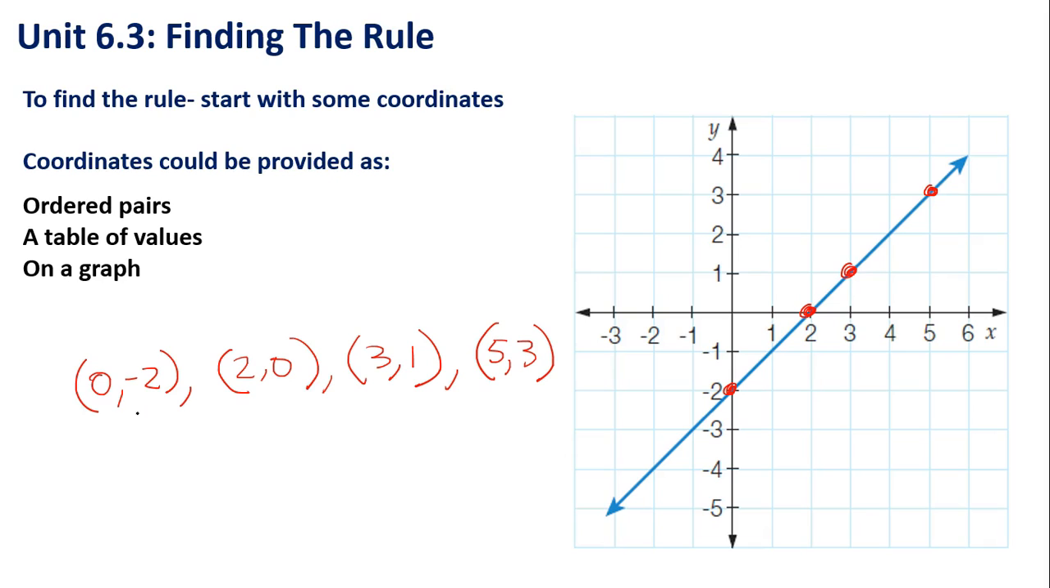Like we did before, we need to look at our coordinates and work out the connection between the x and the y. So have a look at these coordinates, pause the video if you want, see if you can work out what it is. So in each case, it's going down by 2, 3 to 1, 5 to 3. So we always need to subtract 2 from our x value. So the rule would be y equals x minus 2.